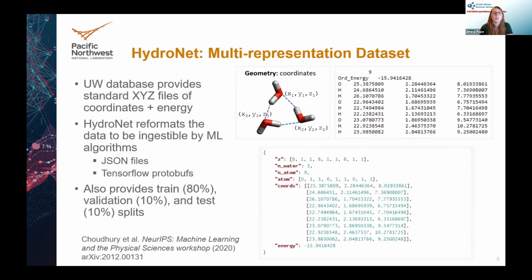In order to get the wider community involved in this work, we introduced a multi-representation data set made from the original database in last December's NeurIPS workshop on machine learning and the physical sciences. So I'd like to plug that data set for a second here. We've taken the XYZ files that chemists are used to working with and formatted the data into a structure that's readable by neural networks. The XYZ files can still be found on the UW database website, but we now also provide JSON files and TensorFlow protobufs for easy ingestion, and train, validation and test splits for consistency through different processes.